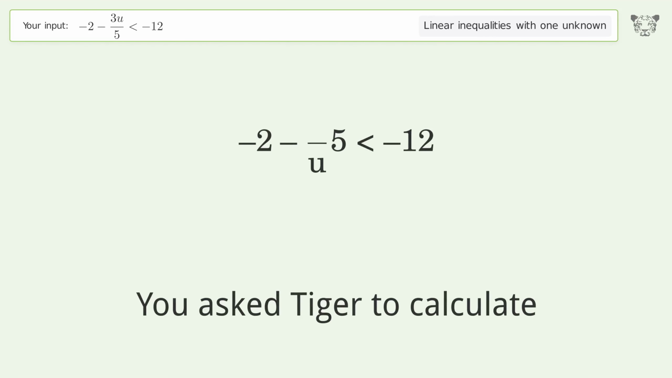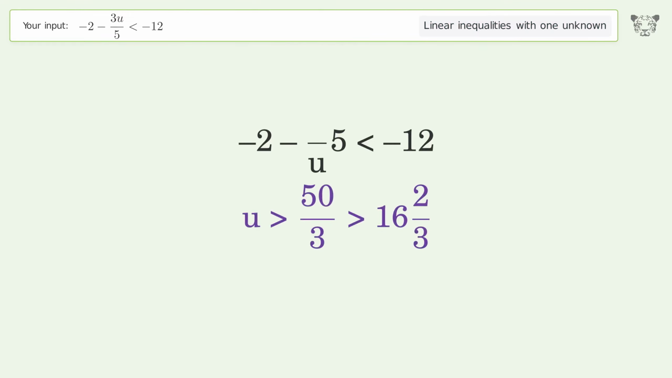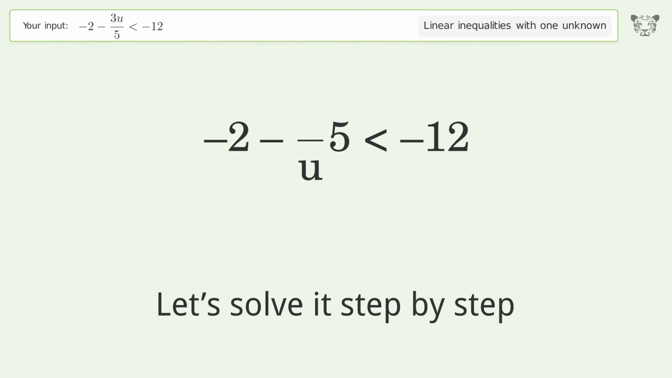You ask Tiger to calculate. This deals with linear inequalities with one unknown. The final result is u greater than 50 over 3 greater than 162 over 3. Let's solve it step by step.